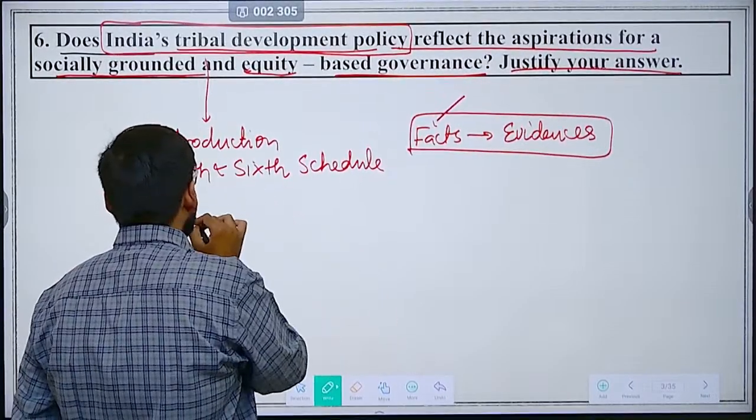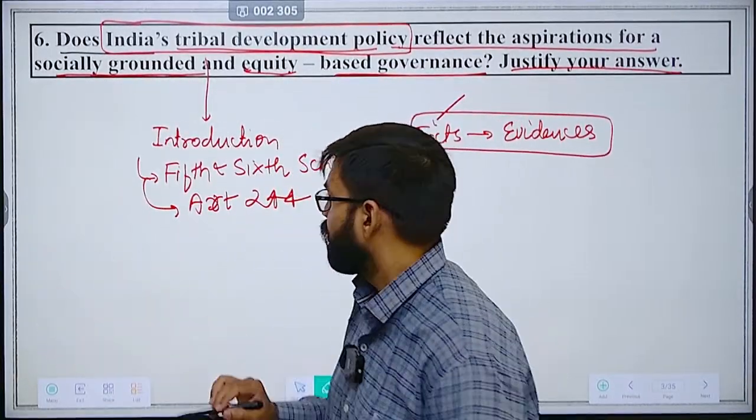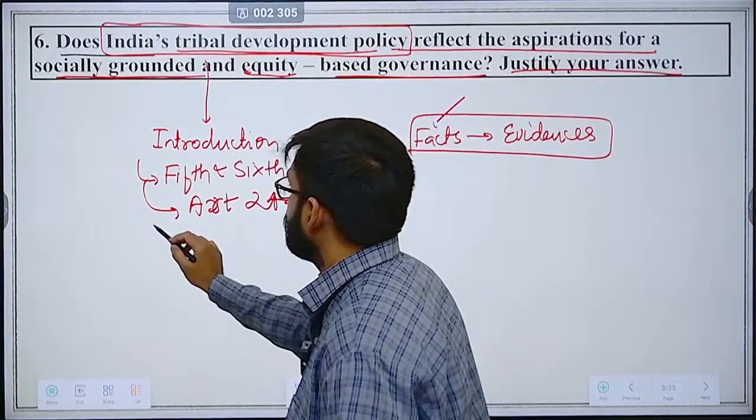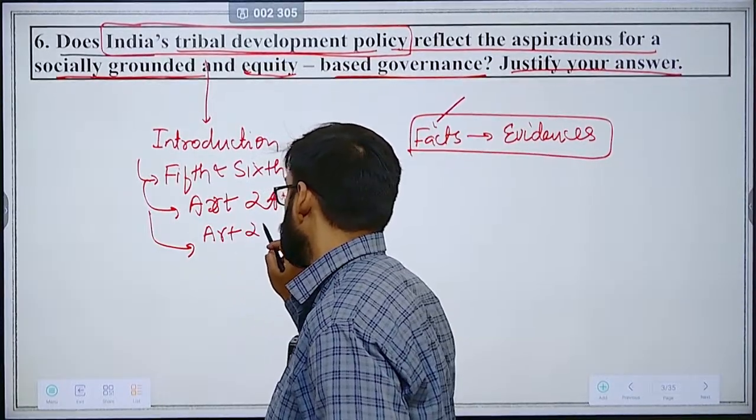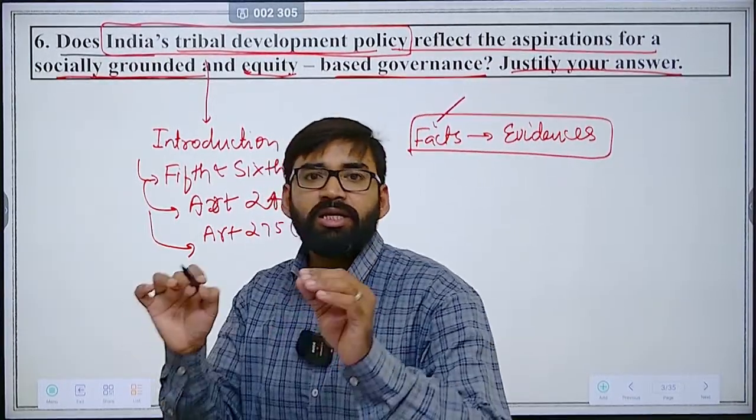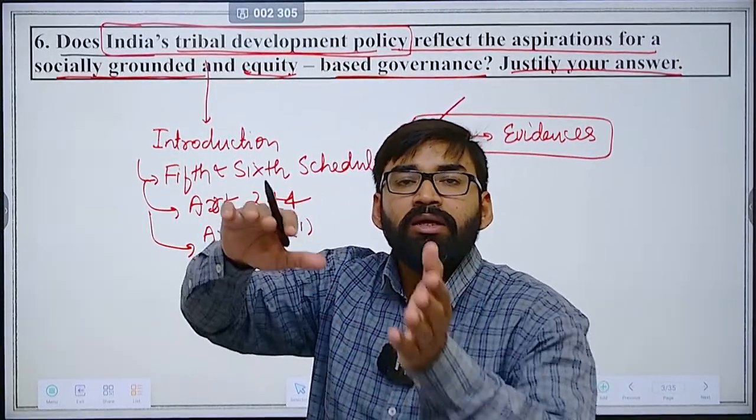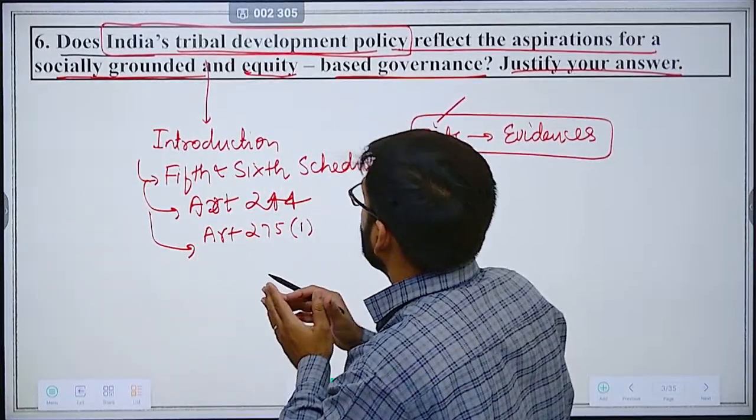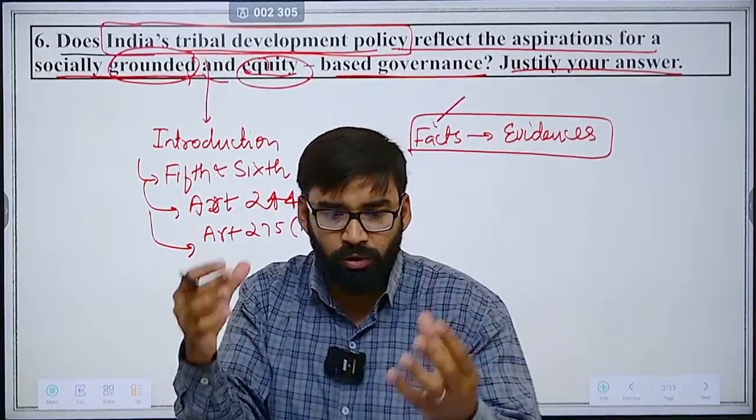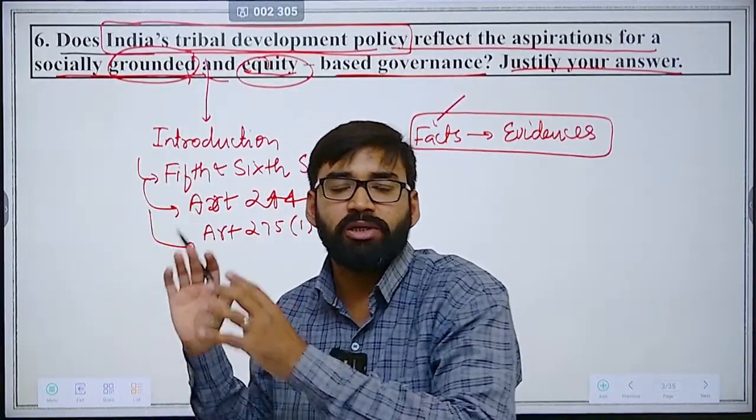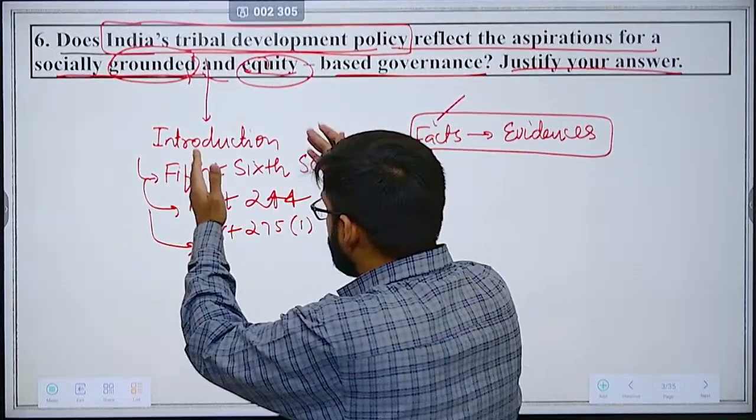You can mention Article 244, then tribal development policy. Then you can also mention Article 275, sub-clause 1. These are the articles that you can mention, along with the laws related to panchayats, because socially grounded and equity is there. So your introduction should look like this, based on the statement, mentioning the constitutional safeguards under these particular articles.